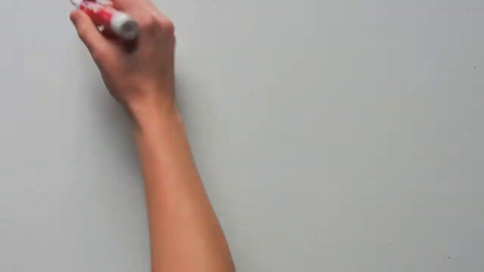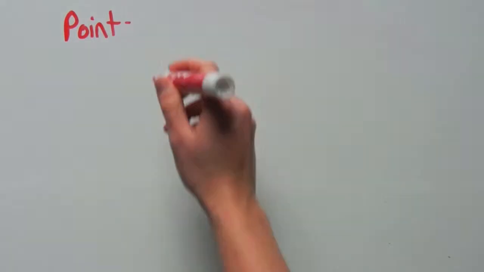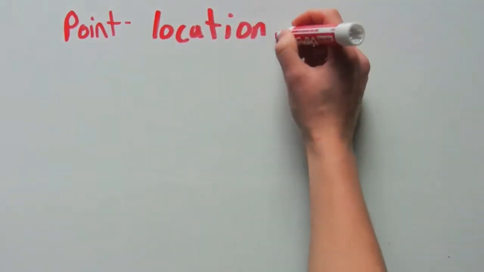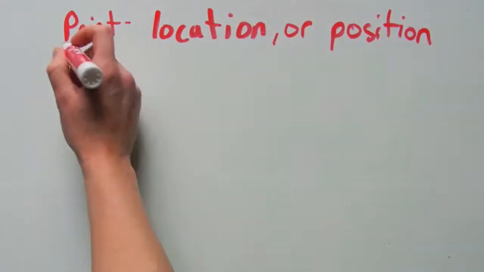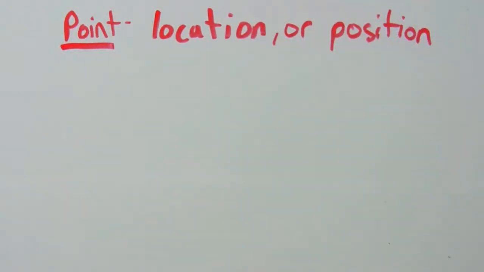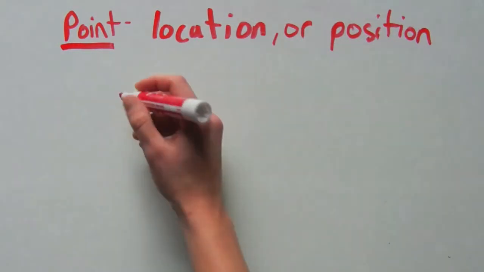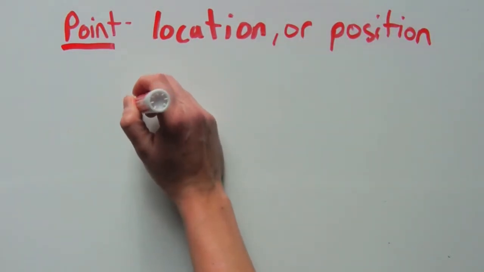In this video, we are going to go over points, lines, and planes. Now, what is a point? Now, a point is simply a location or a position. We usually use a point when dealing with a coordinate system to show an exact location. Even though a point has 0 dimensions, we model a point with a dot.